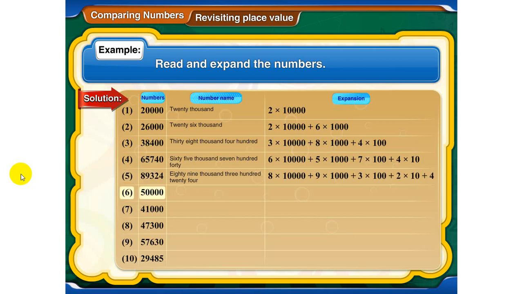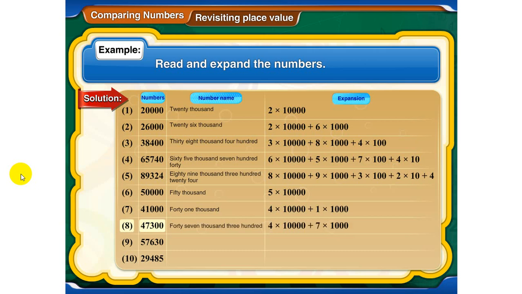6. The given number is read as 50,000 and expansion is 5 into 10,000. 7. The given number is read as 41,000 and expansion is 4 into 10,000 plus 1 into 1,000. 8. The given number is read as 47,300 and expansion is 4 into 10,000 plus 7 into 1,000 plus 3 into 100.